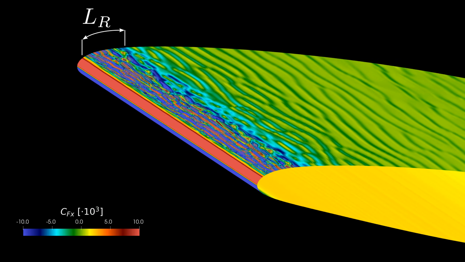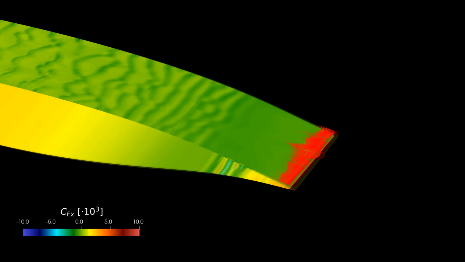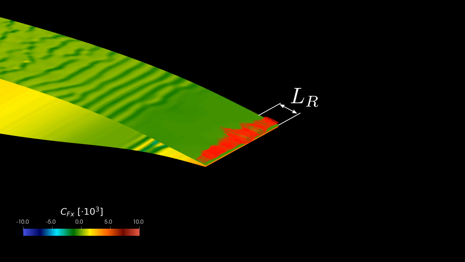At these conditions, two recirculation regions are present. The first is a laminar separation bubble near the leading edge, and the second is another stable bubble near the trailing edge region. Both are driven by adverse pressure gradient conditions.